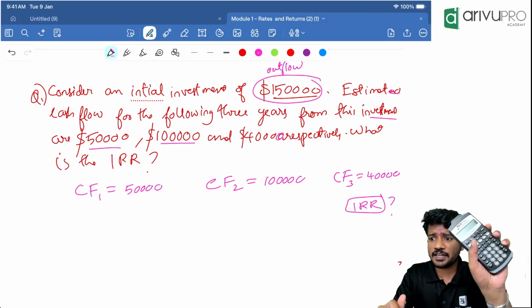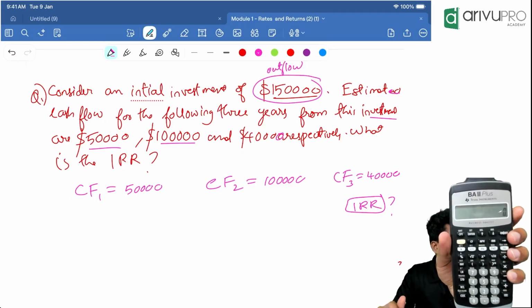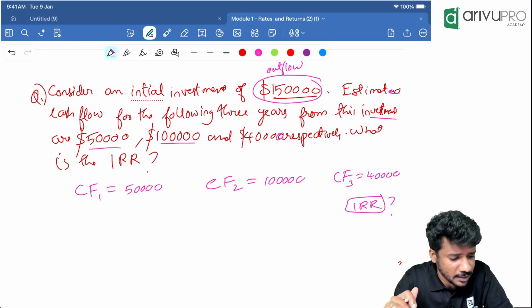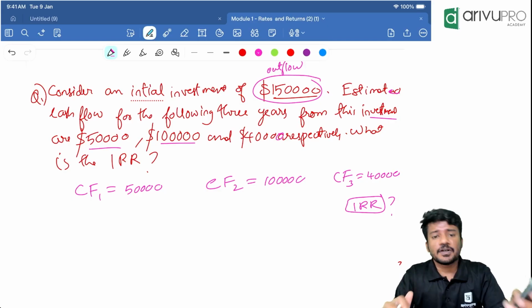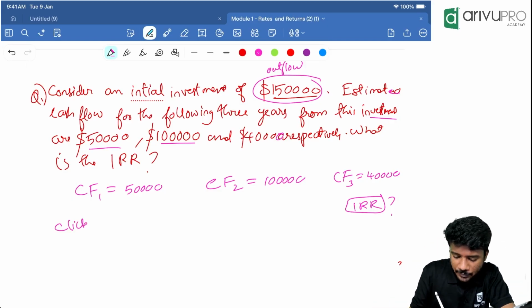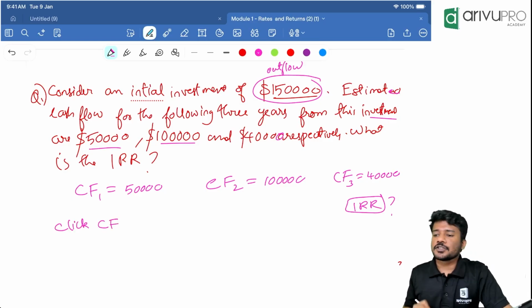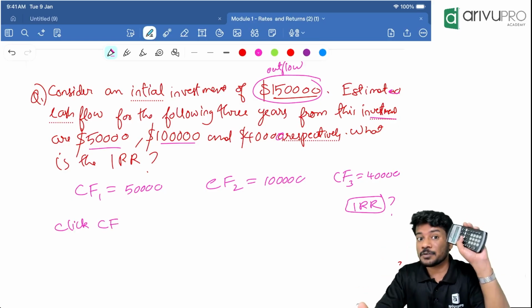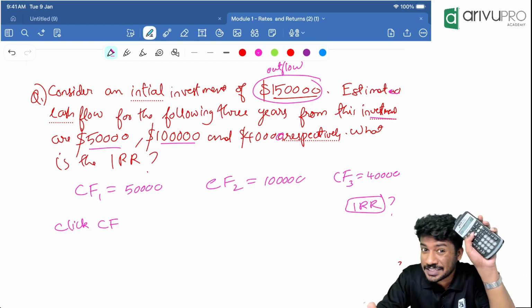Now, after that, have you seen something called as cash flow? It's mentioned CF on your calculator. Is it there? On top of your second row, right next to the second button, there is something called as what? CF. Click that CF. Okay, first step, click CF button. So that is where we are going to find questions based on cash flows. Click what? CF button. That is the first step.